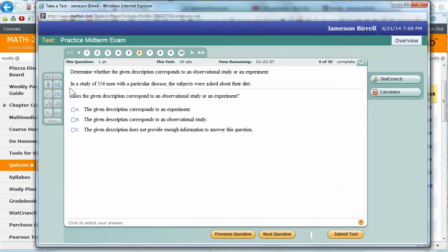So this description is, in a study of 356 men with a particular disease, the subjects were asked about their diet. Okay, so up into the comma, it could have gone either way, right? Because it could have said the subjects were given a placebo. Well, one half of the subjects were given a placebo, and the other half were given some sort of a medicine that they're testing. But all it ended up saying was the subjects were asked about their diet. So observational. We didn't do any sort of an experiment.